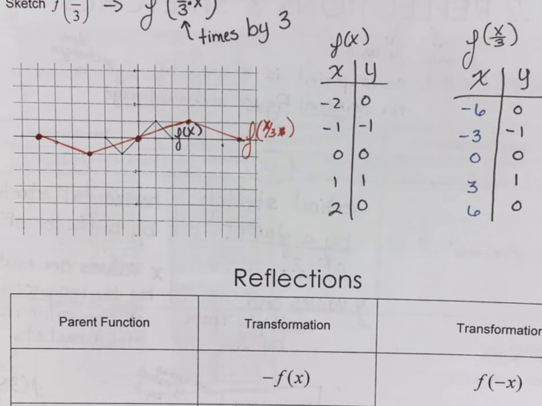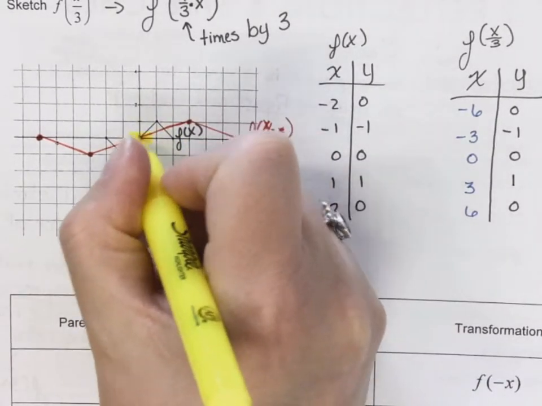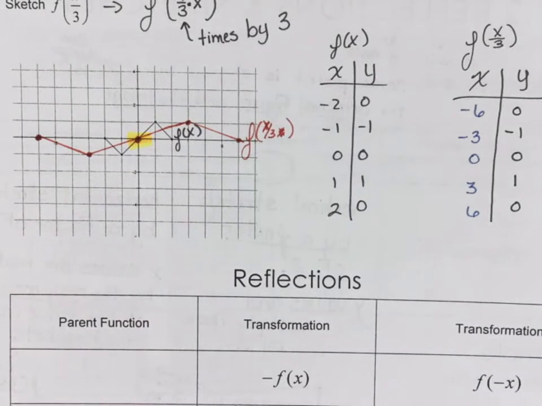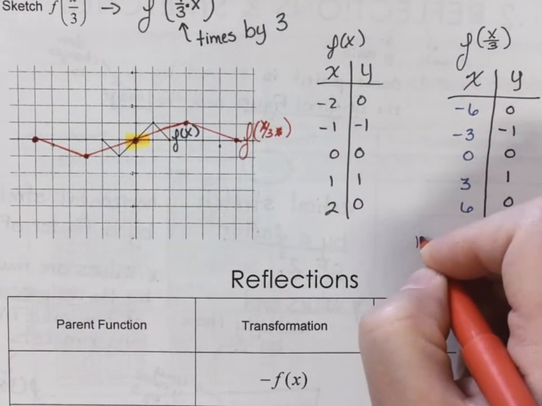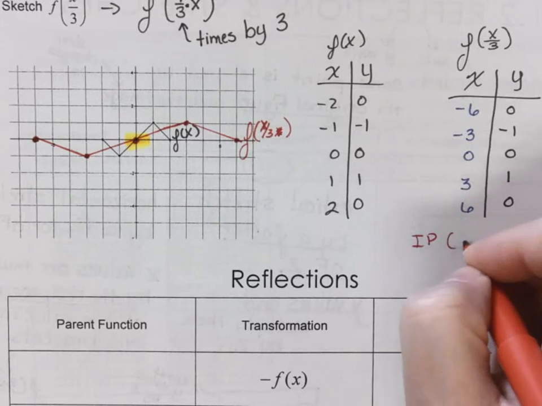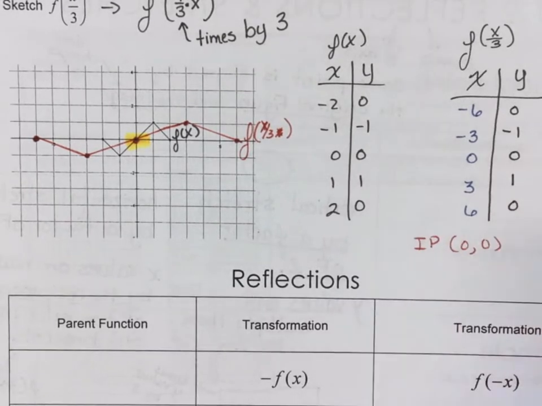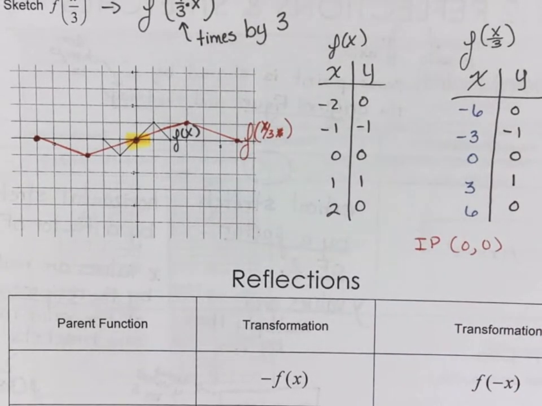So if we were to talk about invariant points with this one, where would my invariant point be? 0, 0. It's the only one that didn't move. So that's my invariant point there. Wouldn't another invariant point be where the lines intersect?